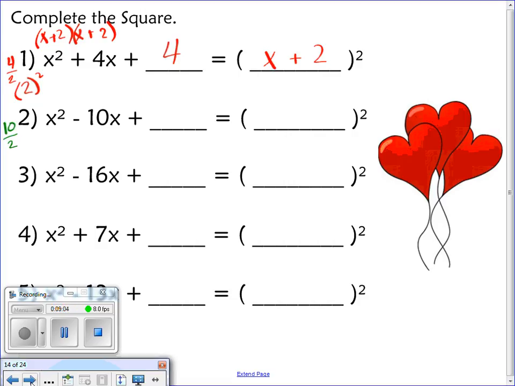Okay, now number 2, my b value is 10. Some of you will be like, wait a minute, it's negative 10, which I agree. But if you square any number, what happens to it? It's positive. So the fact that this is negative, I don't really care, because it's always going to be positive. I'm always going to add something to the other side. So 10 divided by 2 is 5, and 5 squared is 25.